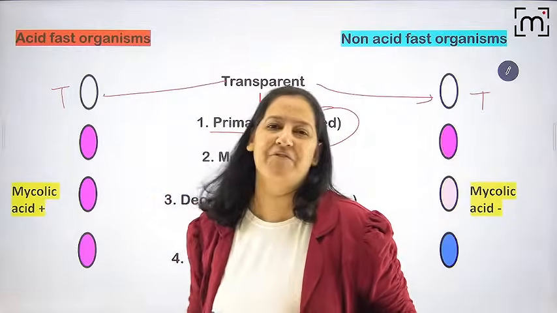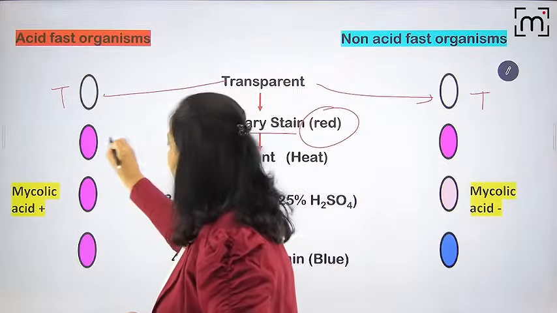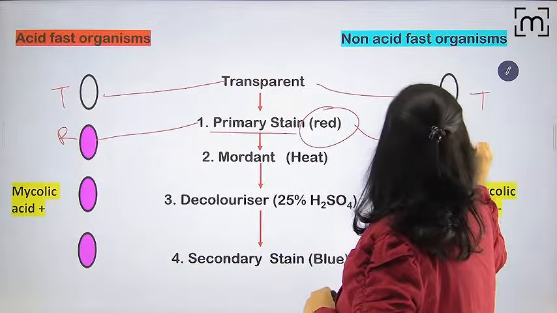In gram stain, the secondary was red. Here the primary stain is red. So here this bacteria become red. This bacteria also become red.